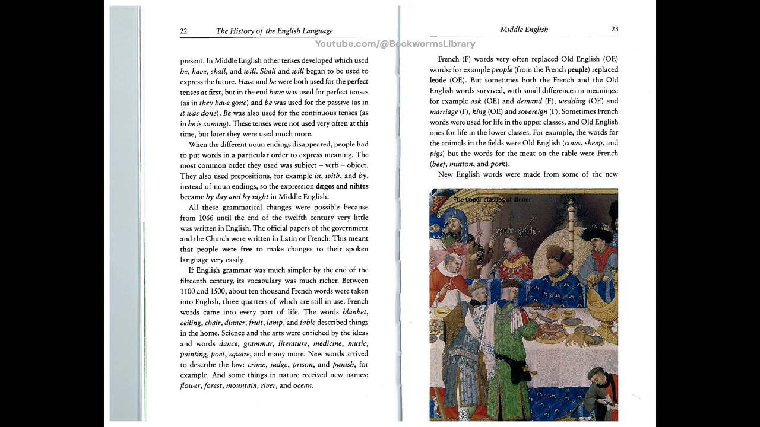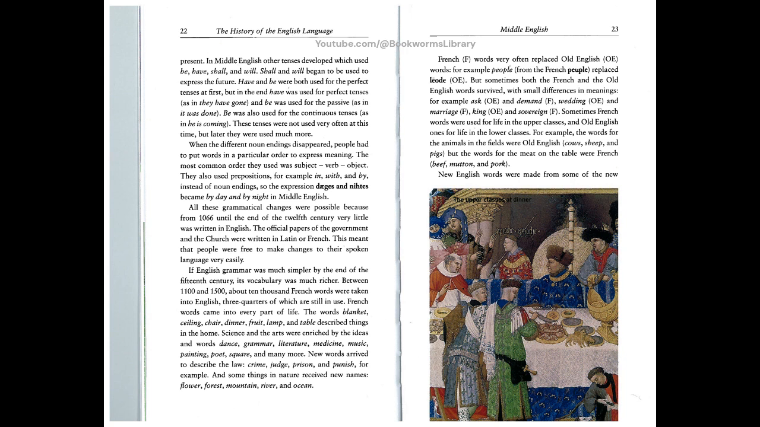Between 1100 and 1500, about 10,000 French words were taken into English, 3/4 of which are still in use. French words came into every part of life. The words blanket, ceiling, chair, dinner, fruit, lamp, and table described things in the home. Science and the arts were enriched by the ideas and words dance, grammar, literature, medicine, music, painting, poet, square, and many more. New words arrived to describe the law: crime, judge, prison, and punish, for example. And some things in nature received new names: flower, forest, mountain, river, and ocean.